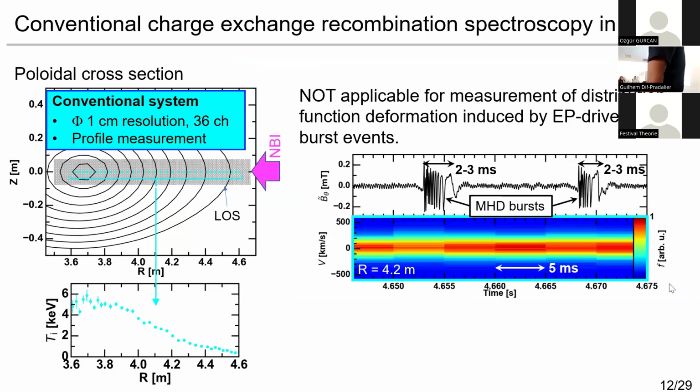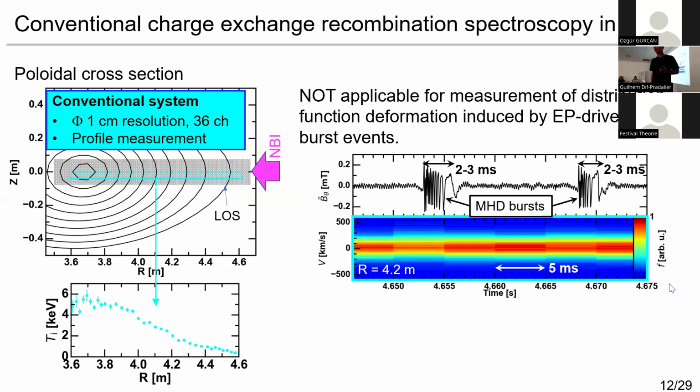So let me show a practical example of the measurement of the CXS in LHD. First of all, I will talk about the conventional system. What I'm showing on the left is the toroidal cross-section of LHD. We have an elongated or elliptical shape of the toroidal cross-section. What I'm showing as gray dots here is a projection of the line of sight of our charge exchange recombination spectroscope. We have a total of 100 channels in the radial direction and 15 channels in the vertical direction.